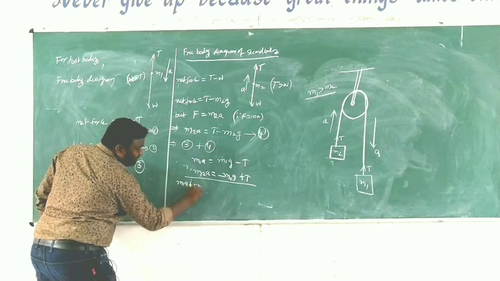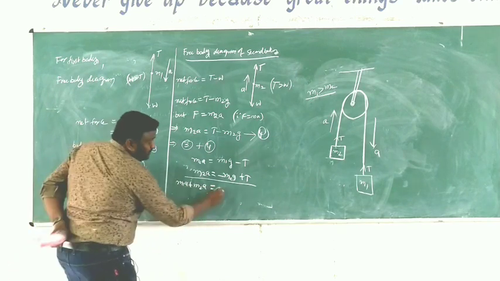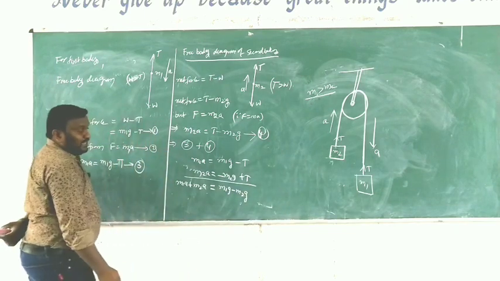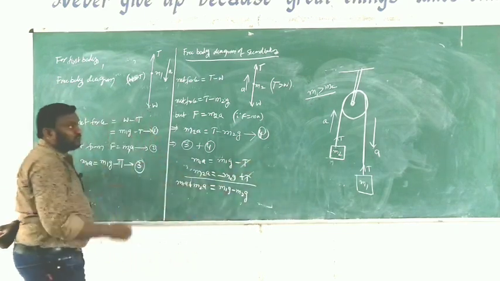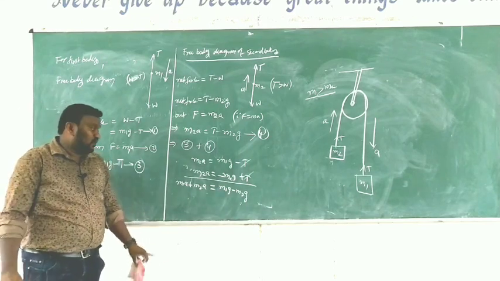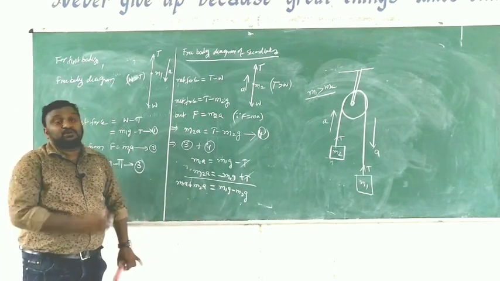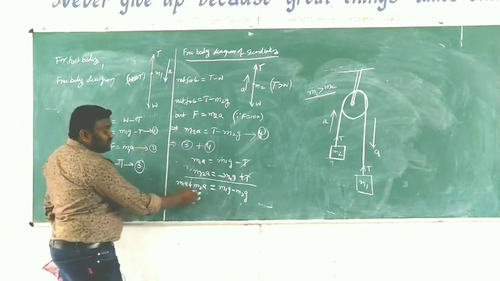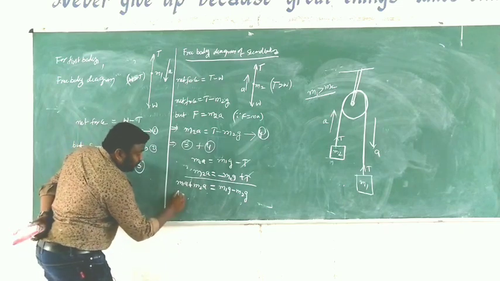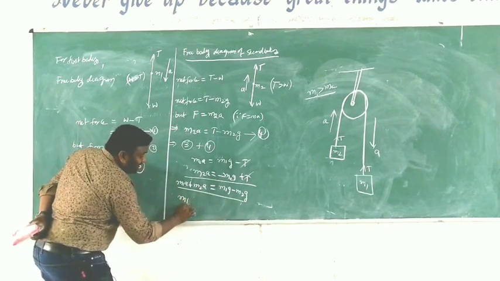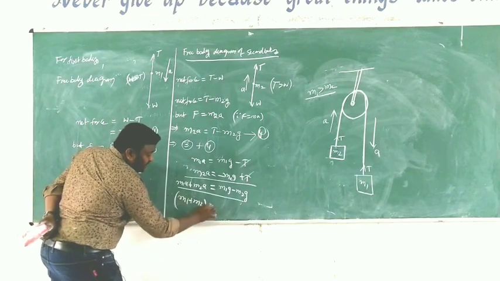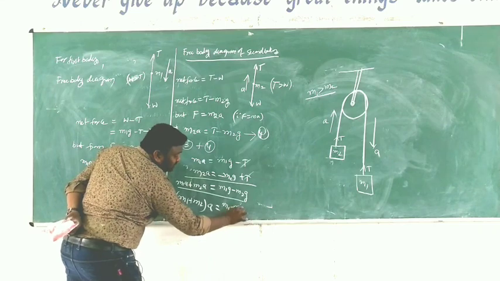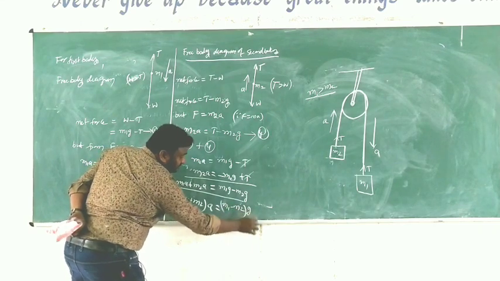M1A plus M2A is equal to M1G minus M2G, and T cancels. TT cancel. Then what do you get? M1A plus M2A is equal to M1G minus M2G. Clear, children? So in these two, which is common? A is common. Then M1 plus M2 into A is equal to, here which is common? G is common. Then M1 minus M2 into G.